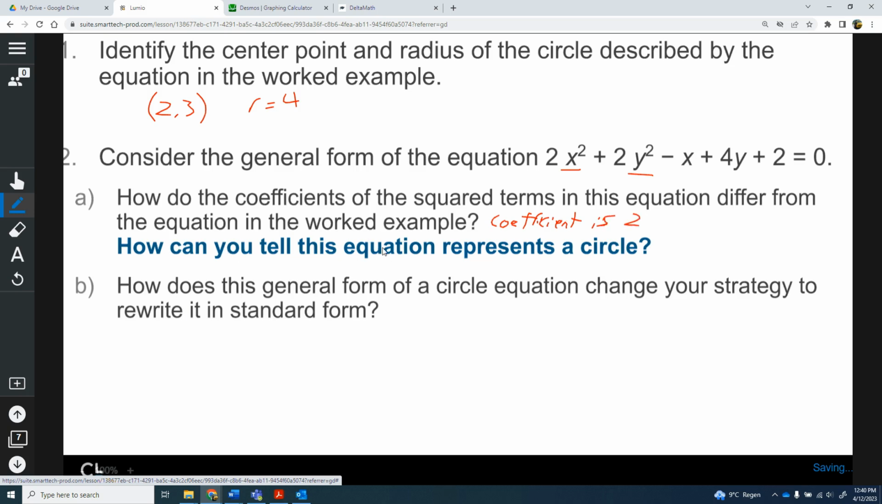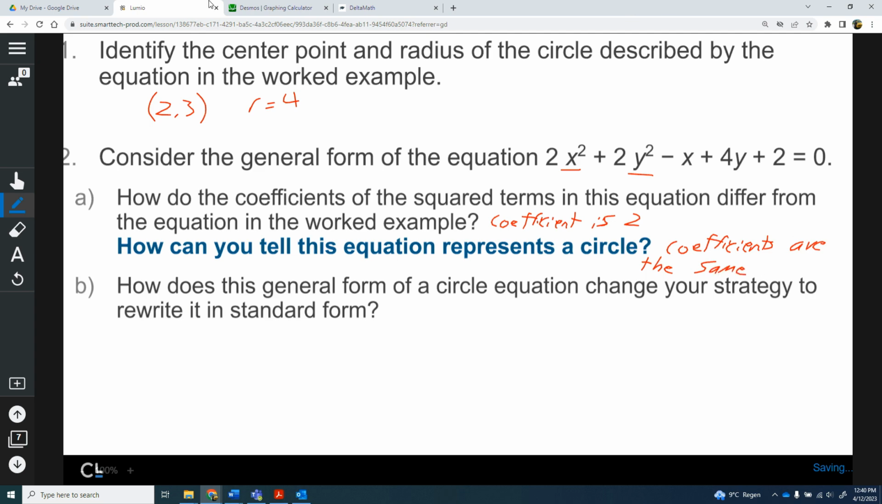How can you tell this equation represents a circle? So this equation represents a circle because the coefficients of the quadratic terms are the same.